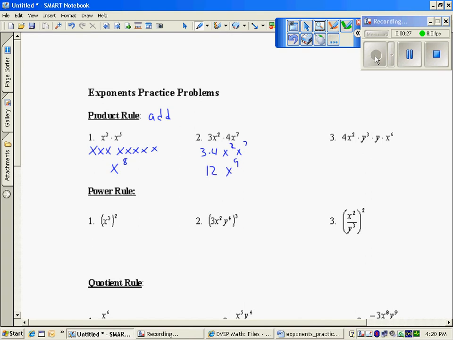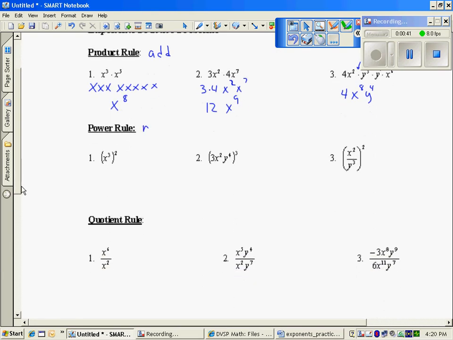Again, I would use my commutative property several times here to move x to the sixth. So I had 4, x to the eighth, y to the fourth. Don't forget there's a 1 there on that y. The power rule tells me to multiply. So that's going to give me x to the sixth. It just means I have x cubed twice, which means I have 6.